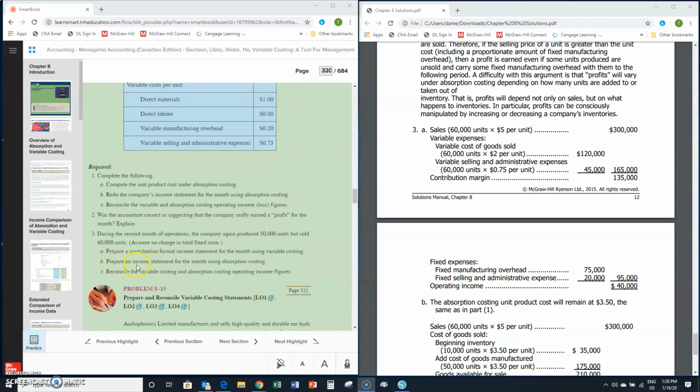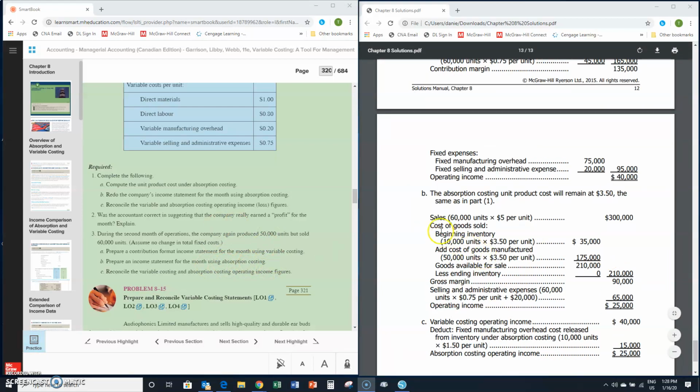Part B says prepare an income statement for the month using absorption costing. So for the same month, but now using absorption costing. So again, sales are going to be the same. 60,000 units sold at $5 per unit. That was the sale price.